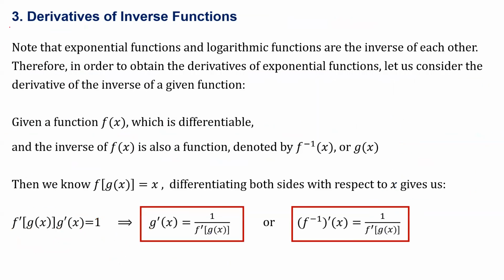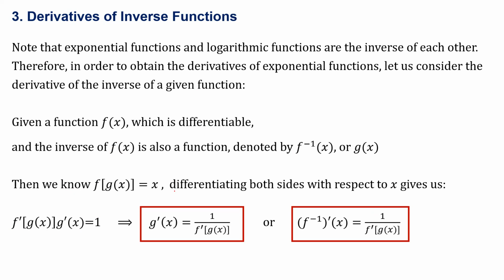Okay, so next, let's have a look at the derivatives of the inverse functions. Note that the exponential functions and logarithmic functions are the inverse of each other. Therefore, in order to obtain the derivatives of the exponential functions, we can consider the derivative of the inverse of a given function first in general. So in general, given a function f(x), which is differentiable, and the inverse of f(x) is also a function denoted by f inverse of x, right? Or you can use another letter, g(x). g(x) is the inverse of f(x), okay?